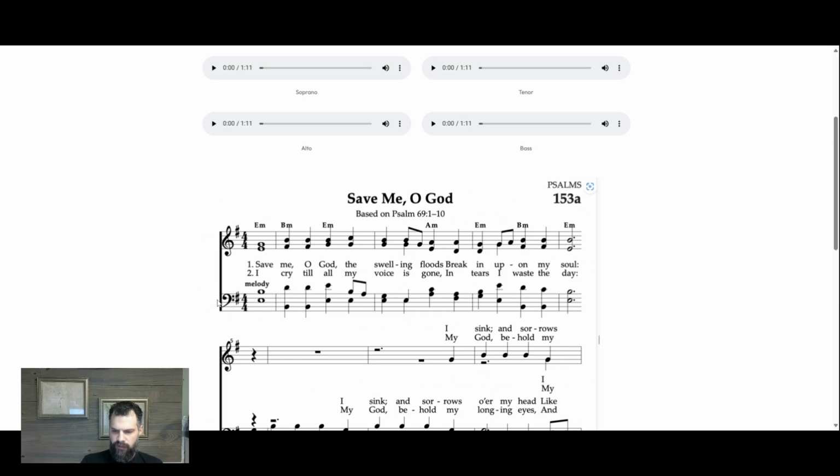For the F clef, the acronyms are, ready? Good boys do fine always. That's G, B, D, F, A. Good boys do fine always. And the spaces are all cows eat grass. All cows eat grass. Okay? Good boys do fine always. All cows eat grass. G, B, D, F, A.